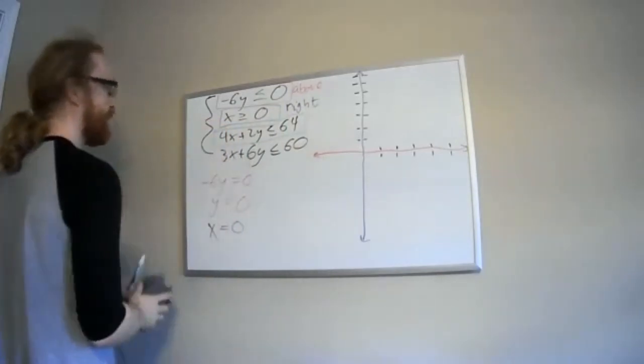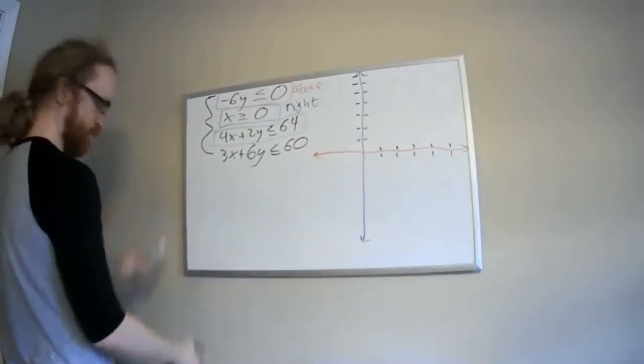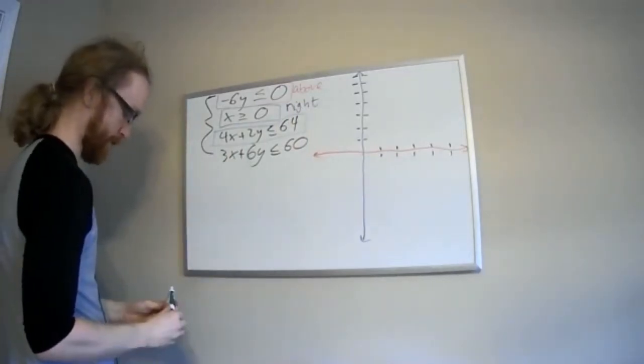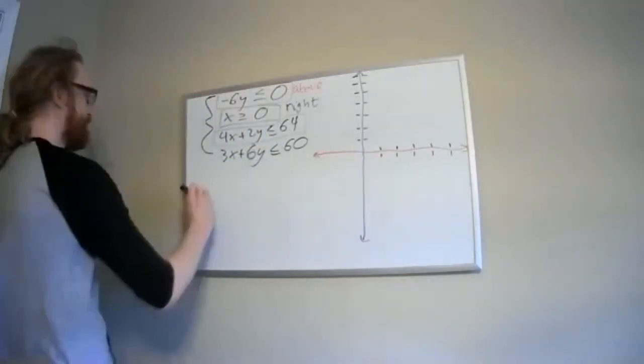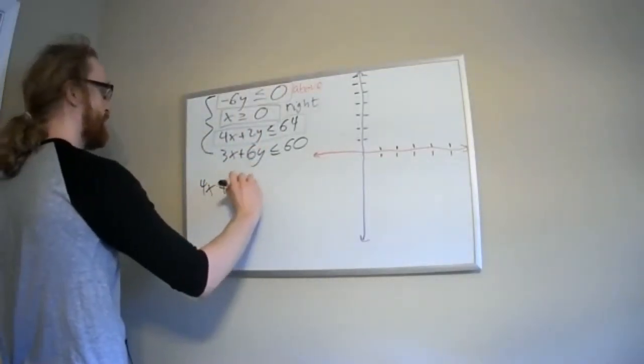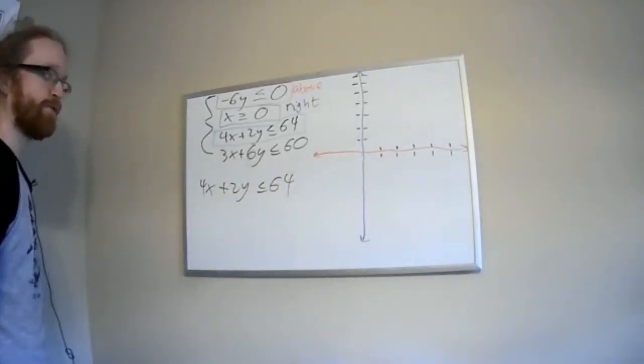Well, that shows up. I have this 4x plus 2y less than or equal to 64. Maybe I'll do this in black when I'm writing out. Just do the line in green. I have 4x plus 2y is less than or equal to 64. I would really like to graph this.